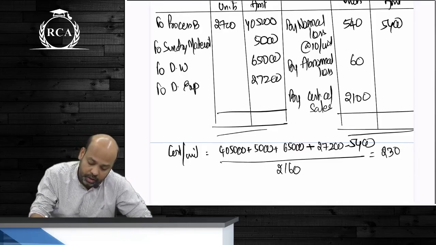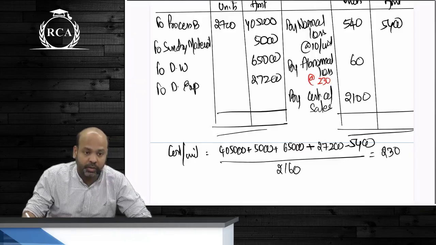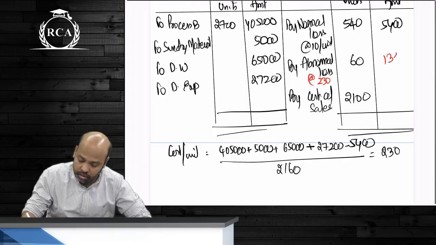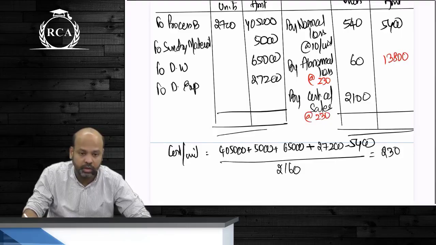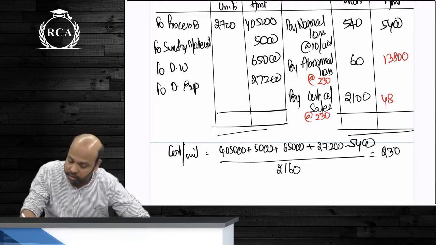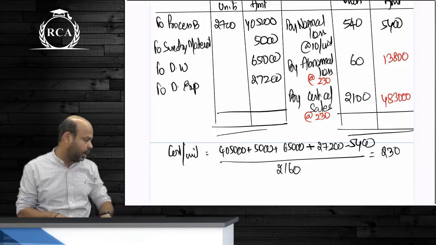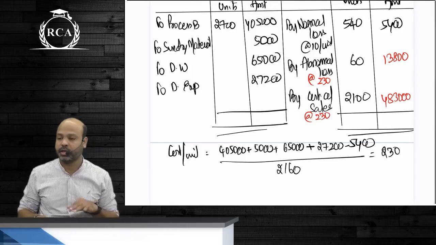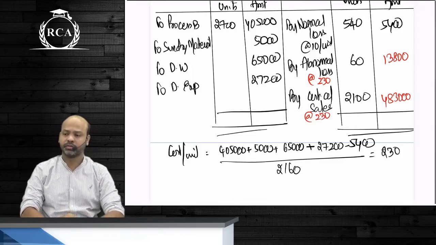230 per unit. You're going to value abnormal loss at 230 beta, that will be 13,800 and cost of sales guys will be 4,83,000. Abnormal loss beta would be 13,800 and cost of sales will be 4,83,000. Please check guys. Are we all done with this?